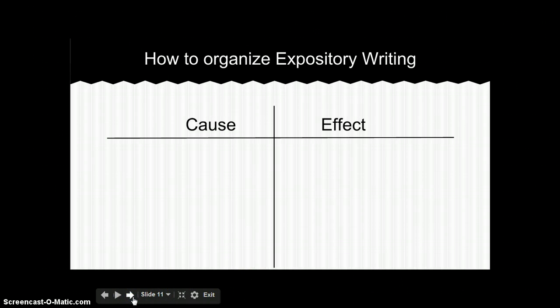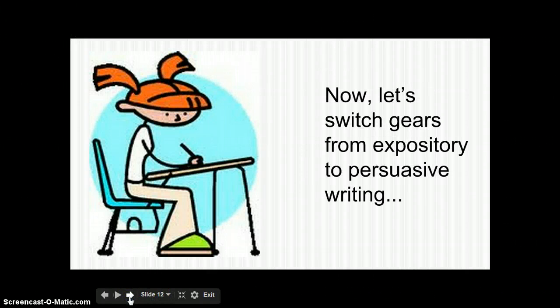If you're doing a cause and effect, this is another way to think of what, why. Cause, effect, what, why. They're kind of interchangeable. So this is another way to organize your writing. So now let's switch gears from expository to persuasive writing.